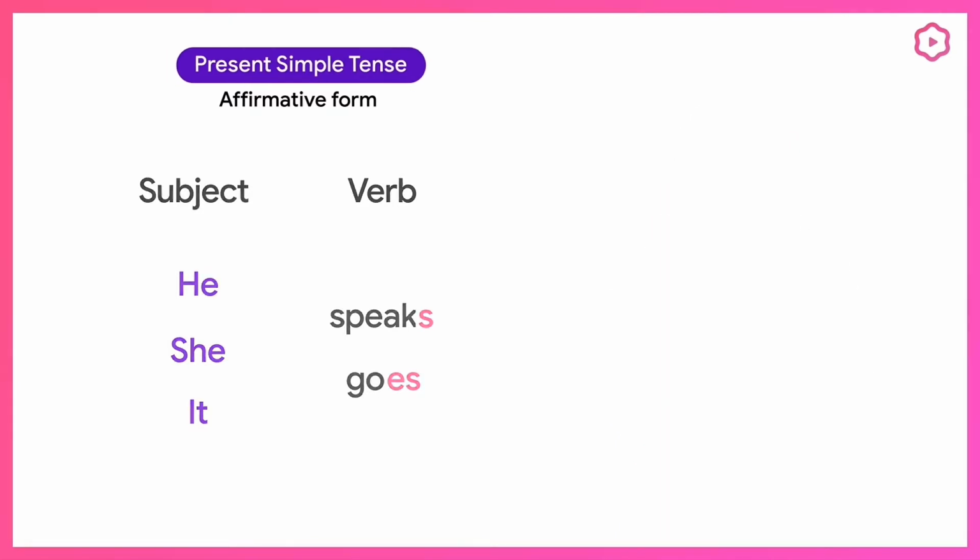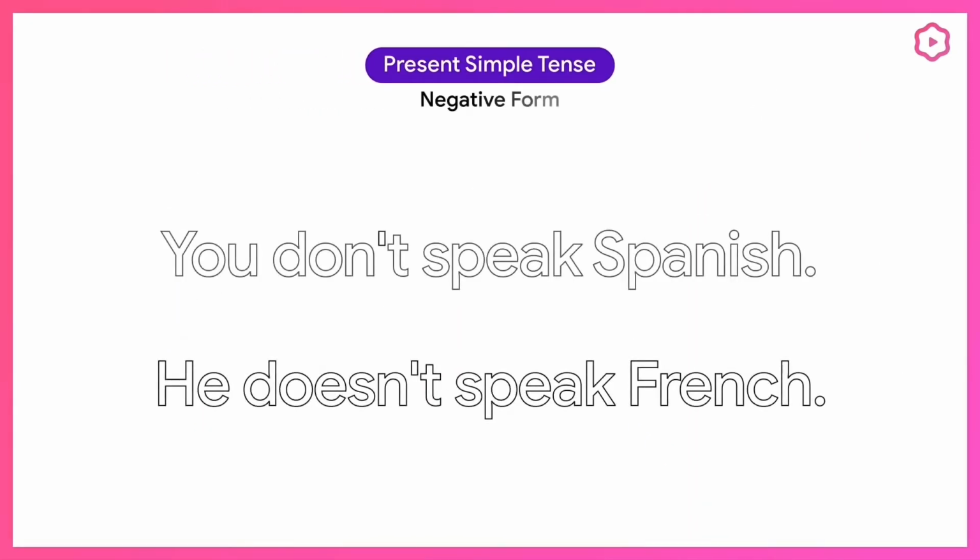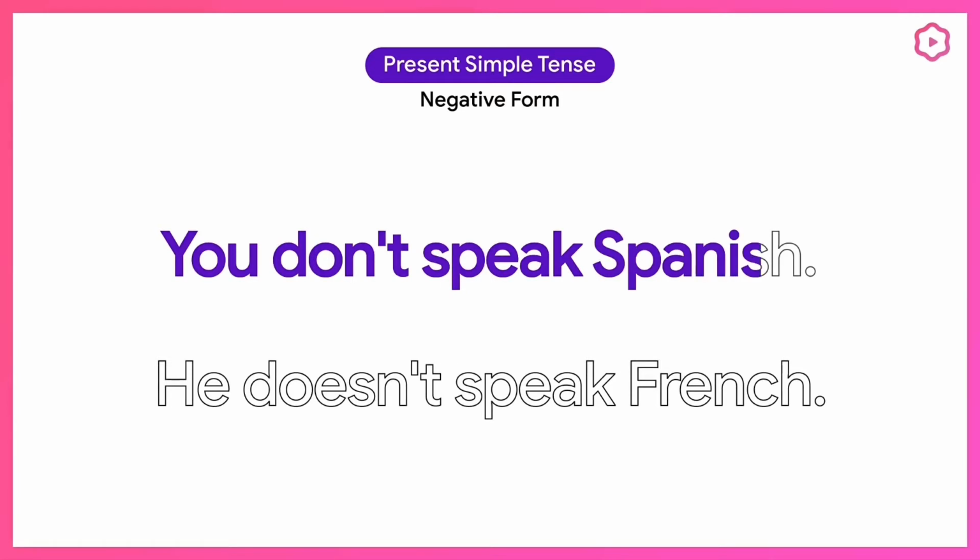Now, let's look at the negative form. You don't speak Spanish. In this case, we put don't in between you and speak. It's a contraction for do not.